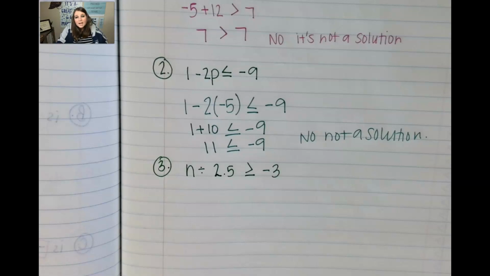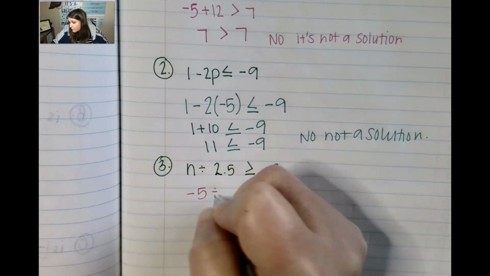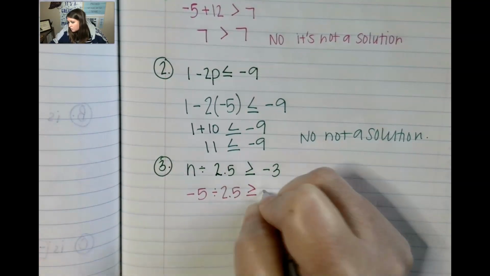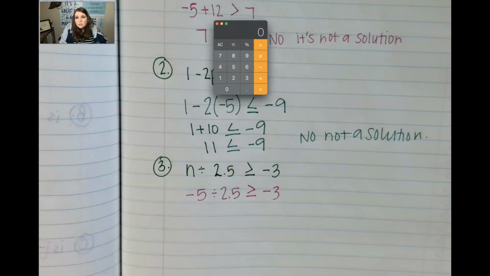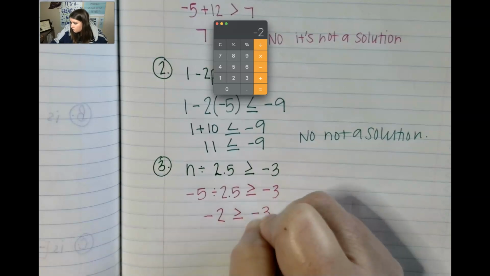Okay, and then our last problem, let's see if this one makes it true. We have -5 divided by 2.5 is greater than or equal to -3. All right, well, let's pull out our calculator and let's check this one. So we have -5 divided by 2.5, that gives us -2 is greater than or equal to -3.